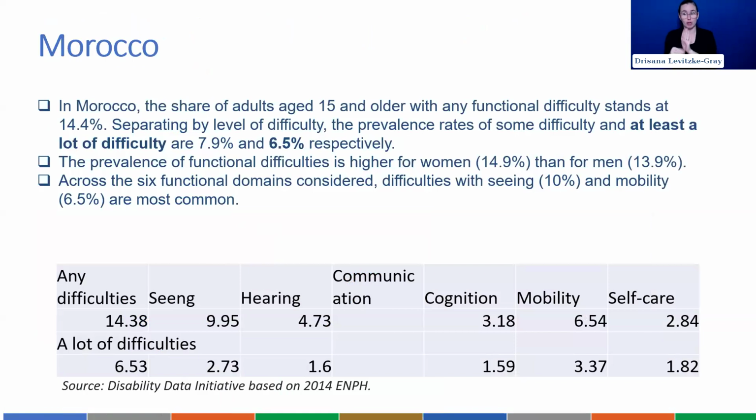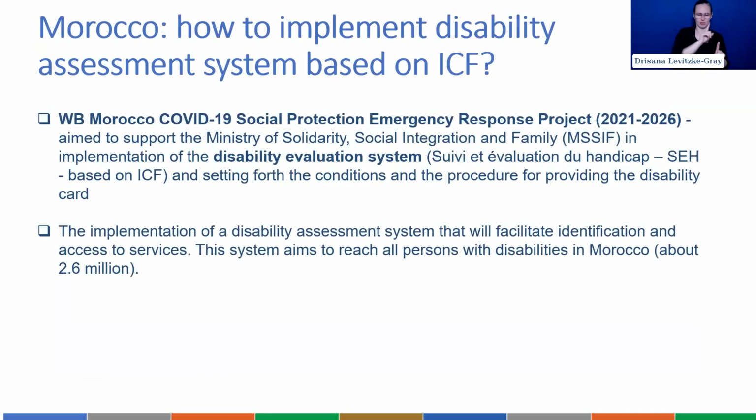Well, last example, I would like to speak a bit about Morocco. Morocco as well, they conducted in 2014 the survey on persons with disability based on the Washington Group's set of questions, and they identified around 6.5% of the population as persons with severe disability. The World Bank is now supporting Morocco with the social protection emergency response project, and one of the components of this project is to help the Ministry of Solidarity and Social Integration implement the new disability evaluation system based on the international classification of functioning.